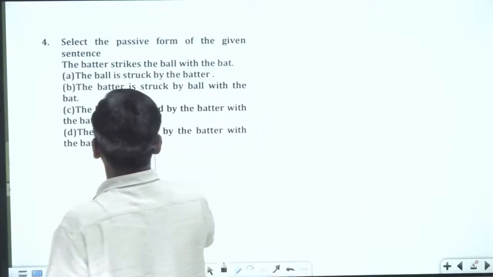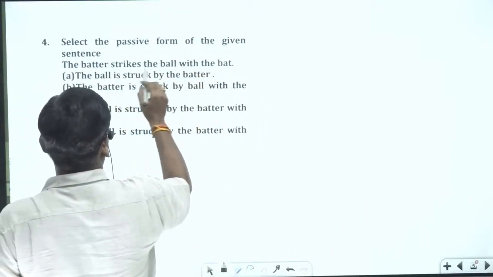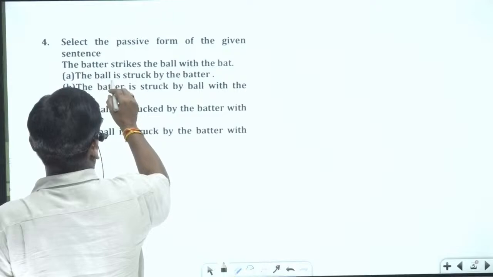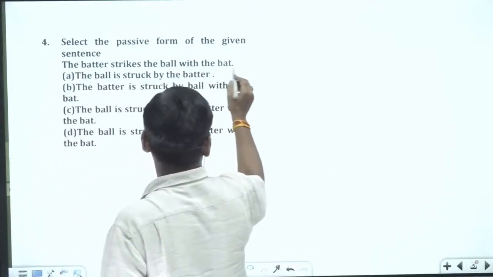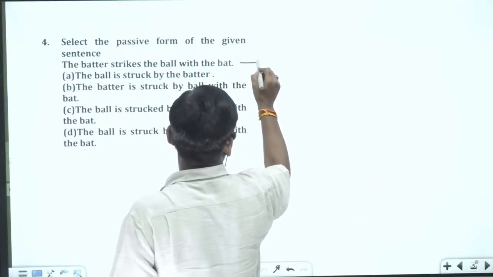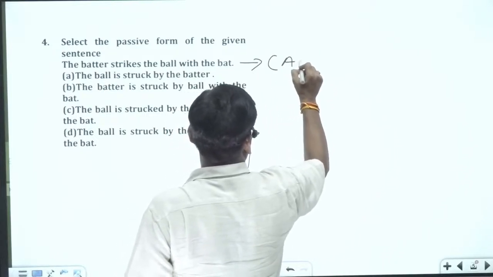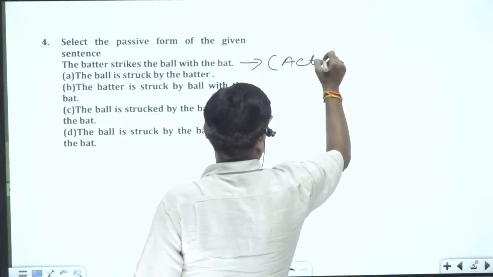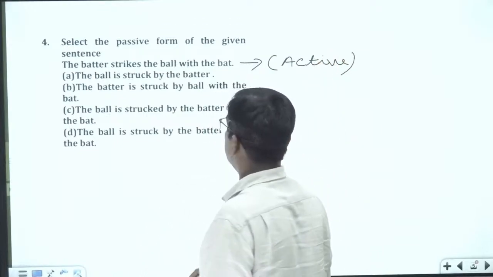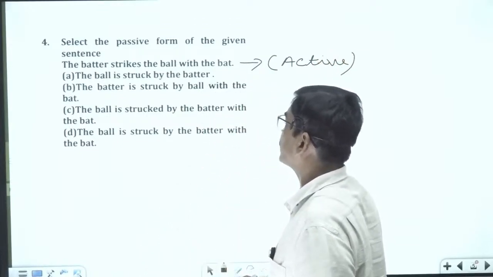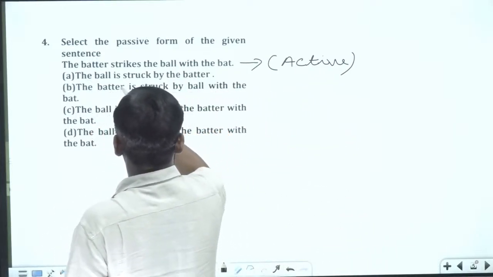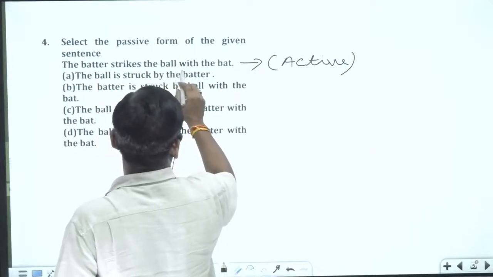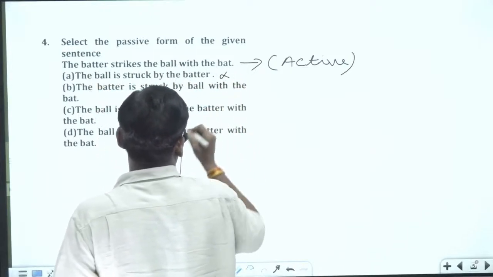Now next question. Select the passive form of the given sentence. The batter strikes the ball with the bat. It means this is an active sentence. Now you have to choose the passive sentence. The ball is struck by the batter. The batter strikes the ball with the bat. So this is an incomplete answer.